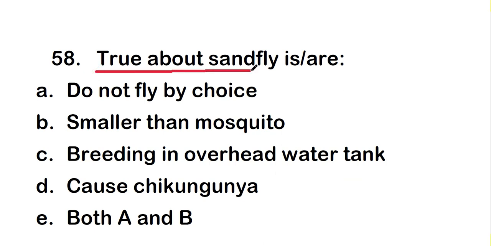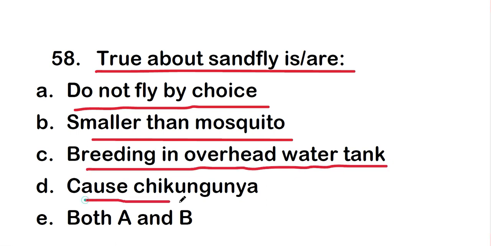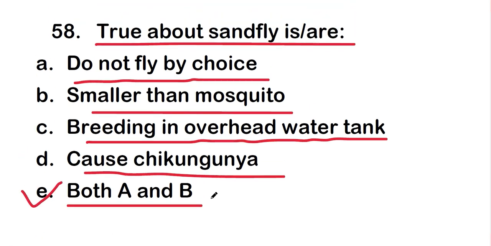True about sandfly is or are: do not fly by choice, smaller than mosquito, breeding in overhead water tank, or cause chikungunya, or both A and B. The right answer is option E, that is both A and B is the only correct answer. So they do not fly by choice and are smaller than mosquito.